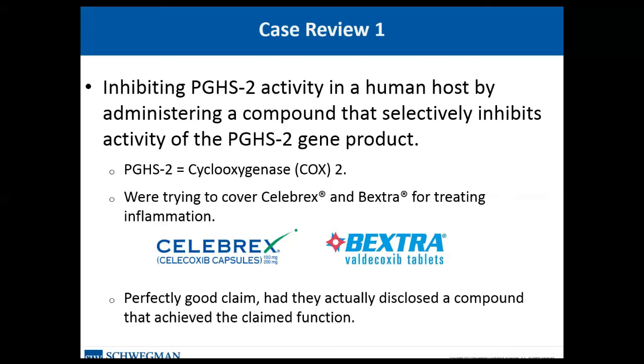And you know, in all honesty, the Rochester claim was perfectly good, but the problem that they ran into, which is part of my advice ultimately, is that there's nothing wrong with functional claiming, but you have to at least disclose one compound that achieves that claim function, at least in the context of pharmaceuticals.